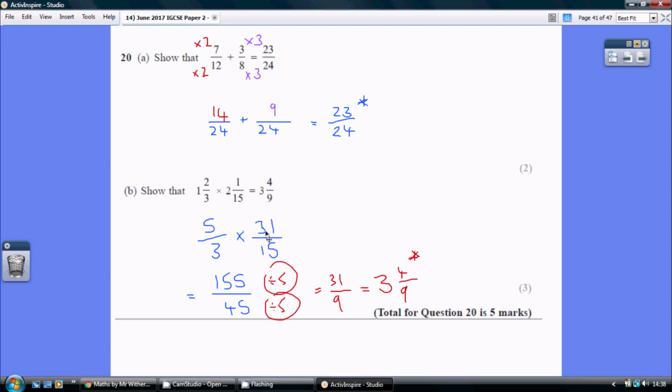5 times 31 is 155. 3 times 15 is 45. Dividing top and bottom by 5, we get 31 over 9. Convert that into a mixed number, we get 3 4/9 as required.